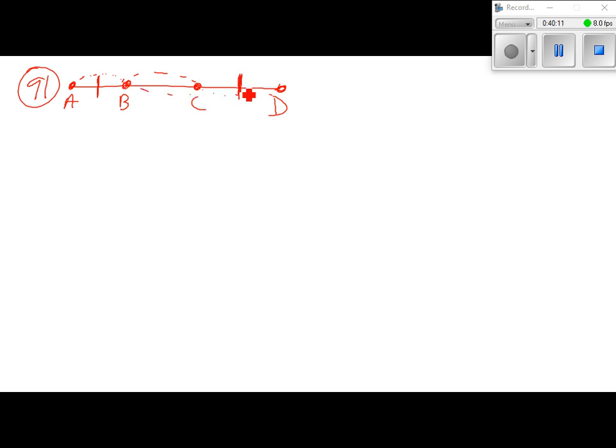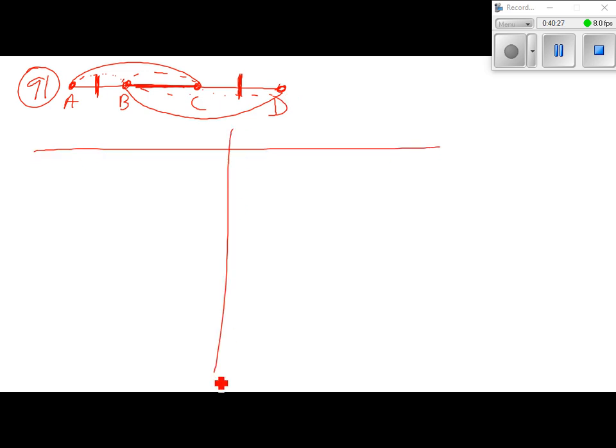Well, I already knew that these two were congruent, and all I did was add segment BC to both of them. So this whole thing from A to C, and this whole thing from B to D, those should be equal, and that's what we're trying to prove. So we should be able to go through and do this two-column proof.